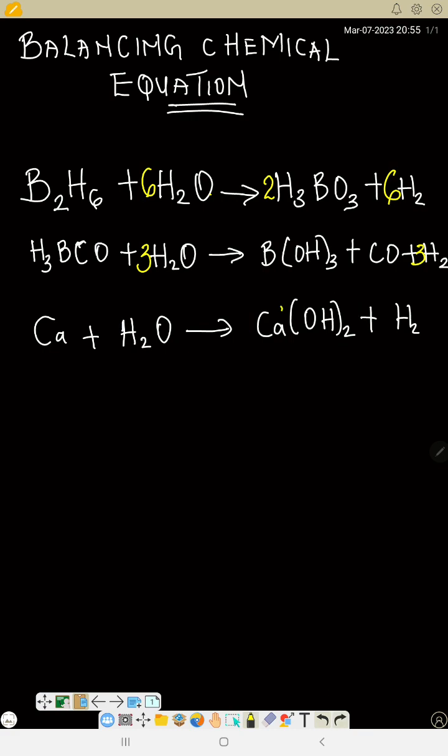So I'll start from calcium. How many calcium do I have here? 1. How many calcium here? 1. Balance. How many hydrogen do I have here? 2, because it will affect this one. This is another 2, making 4. And how many do I have here? 2. I'll just put 2 here. So hydrogen is balanced. How many oxygen do you have here? 2, because 2 times 1 is 2. And how many oxygen do you have here? This 2 will affect this 2. So everything is balanced.